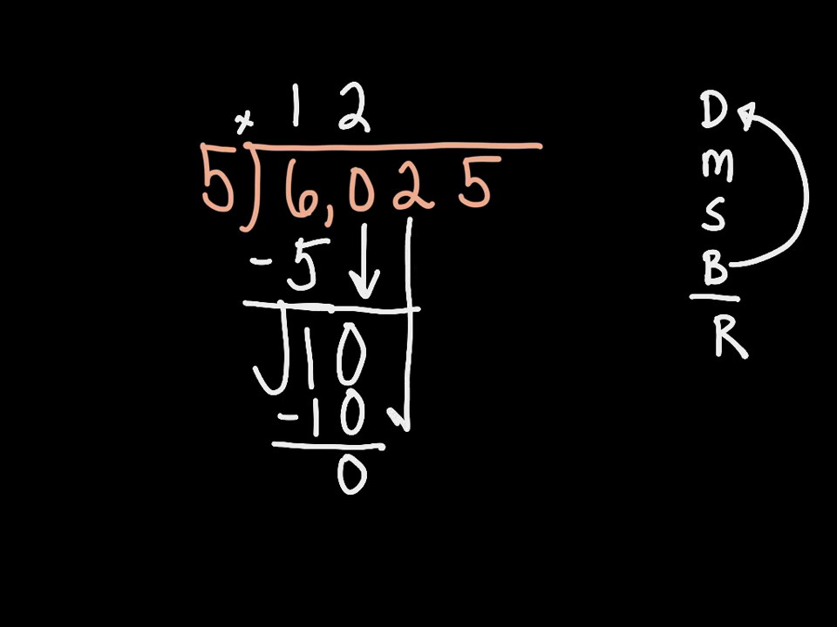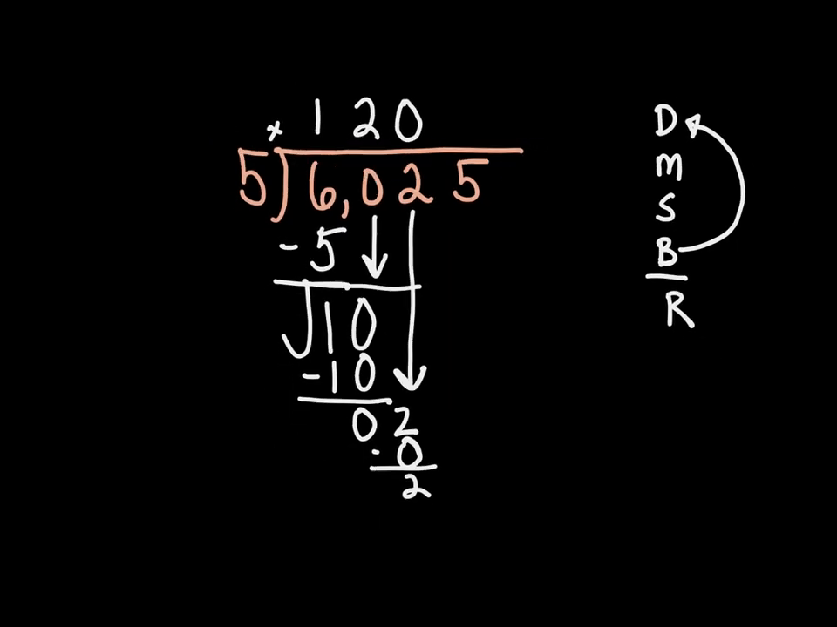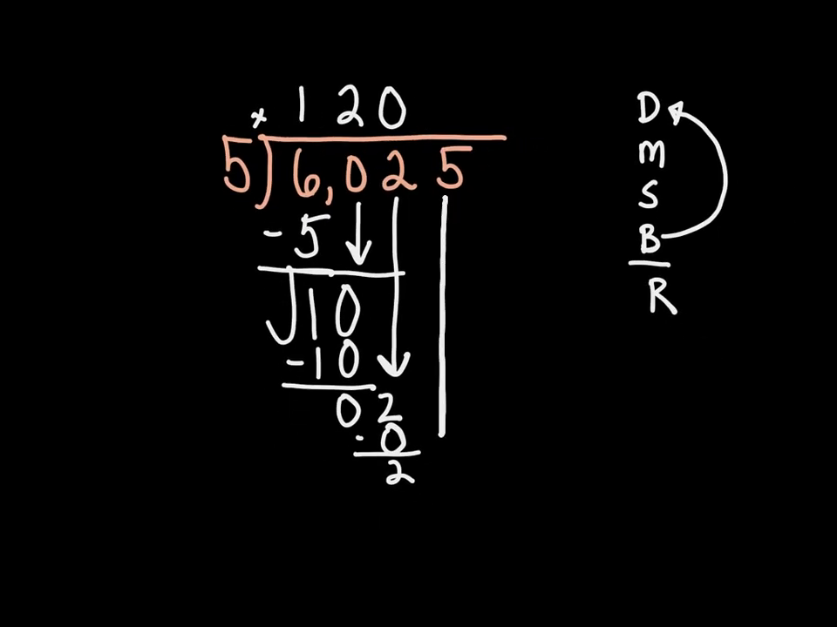Bring down your 2. Nothing can go into 2. 5 times what gives you something close to 2? The only thing that's close to 2 when you multiply by 5 is a 0. 0 times 5 is 0. Subtract. And the last number we're bringing down is a 5. After we bring down, we go back to division.